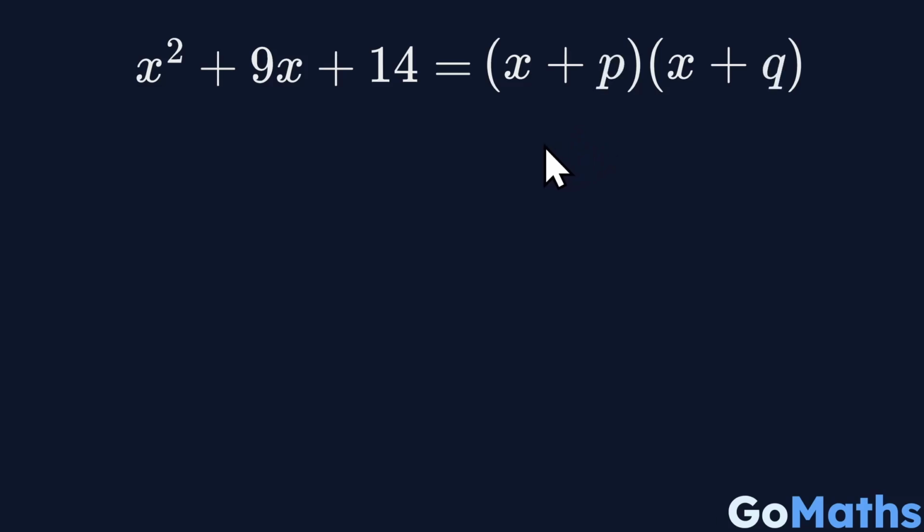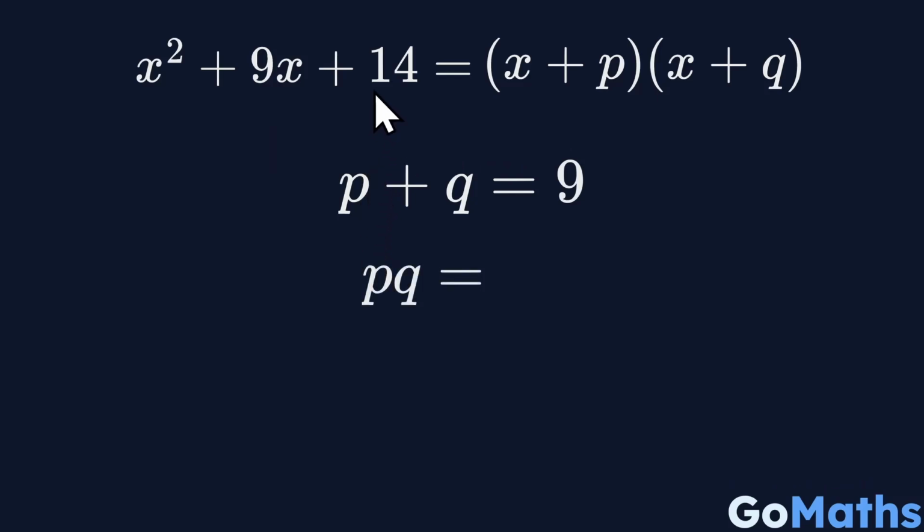To find p and q, there are two rules we can follow. The first is that p plus q needs to equal b. In this case, b is 9. Secondly, pq needs to equal c, which in this case is 14.